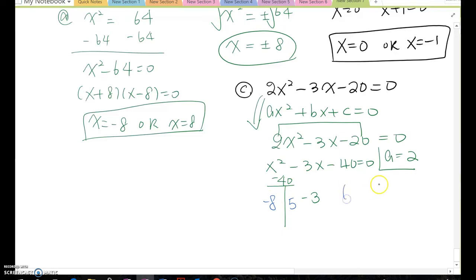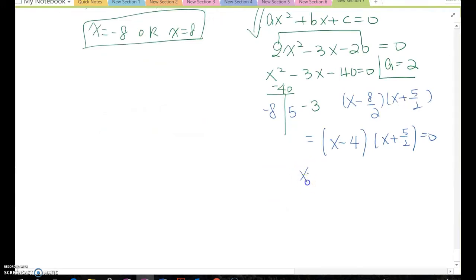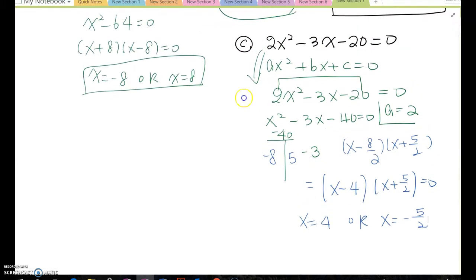So you can open two parentheses. You can fill out x minus 8, don't forget a, over 2, and x plus 5 over 2. So in this case, x minus 4, and then x plus 5 over 2 equal to 0. If you solve that, then you will get x equal to 4 or x equal to negative 5 over 2. That will be C answer.